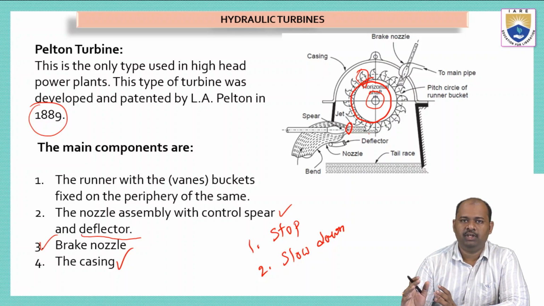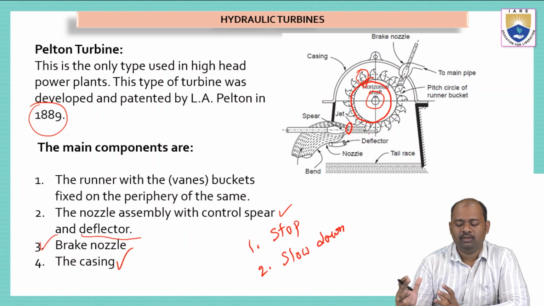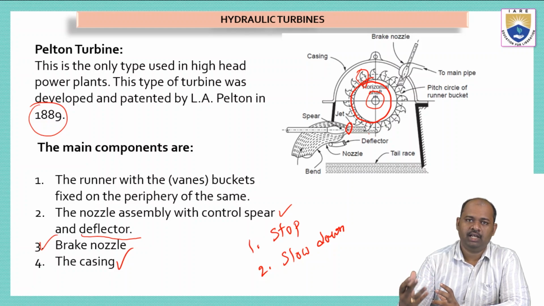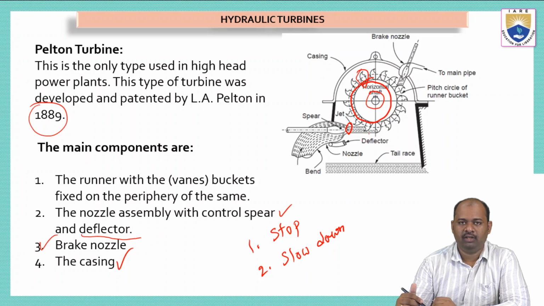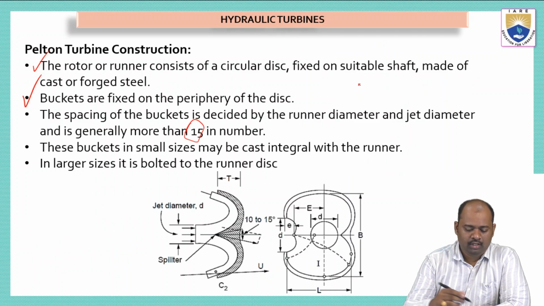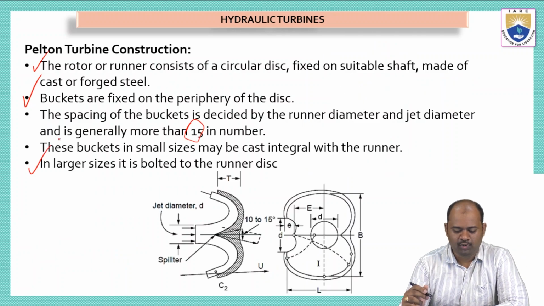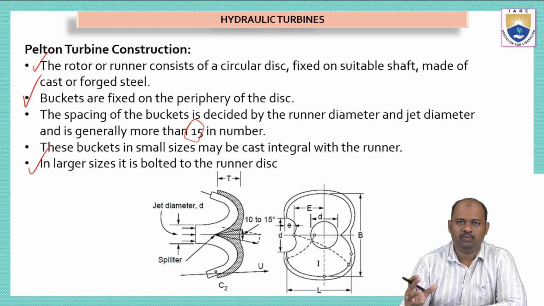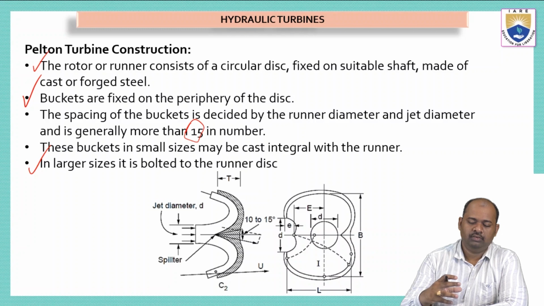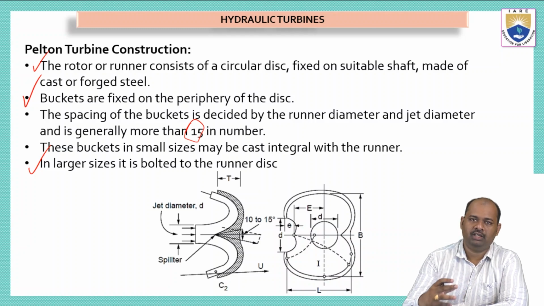If the runner is very big, like if we want to use the runner for a very big hydraulic power plant, we have to design the buckets separately, and these buckets have to be attached to the periphery of the runner. In large sizes, it is bolted to the runner disc. So if the turbine wheel is very big, the buckets have to be bolted and fixed on the periphery of the runner.